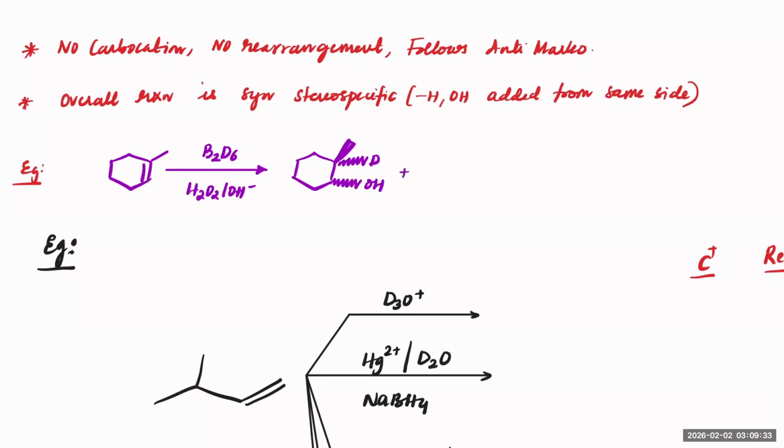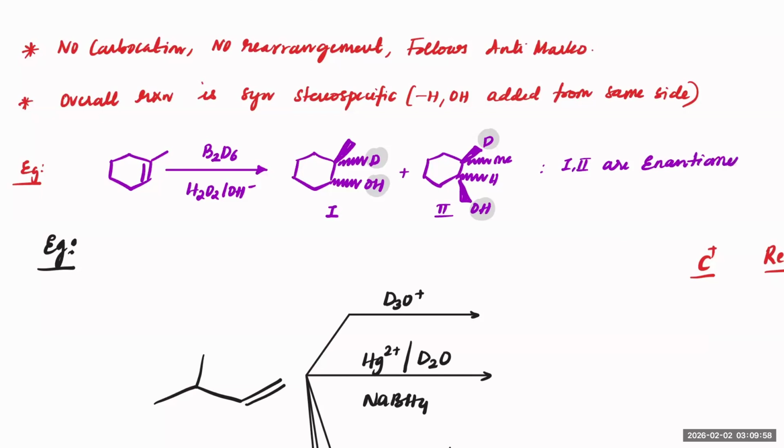That is what we saw in syn addition. So here, if you have deuterium here, D and OH are on the same side here also. Because it is like a chiral set, it is like the mirror images of these two. So I can say 1 and 2 are enantiomers, and 1 and 2 are enantiomers and form a racemic mixture.